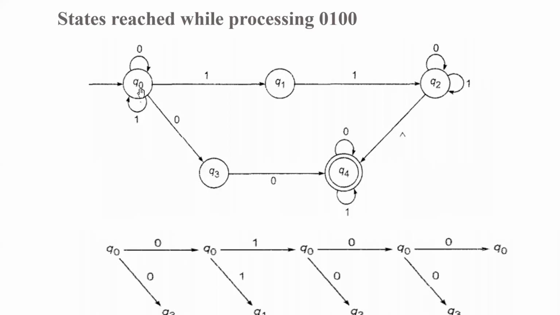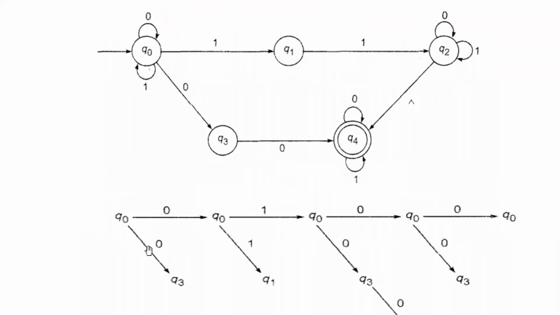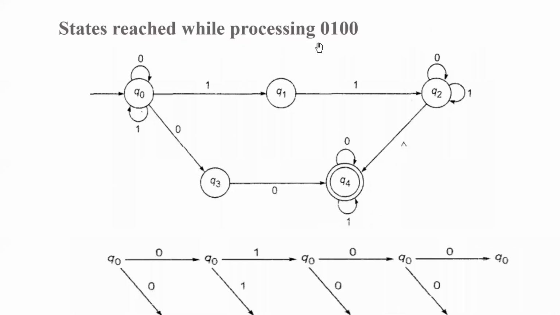This is one scenario. But from Q0, if 0 comes, it can also take you to Q3. Can you see here? From Q0, 0 can take you to Q0 also. And from Q0, 0 can take you to Q3 also. So there are two states that can be reached if Q0 is given input 0, 0. Okay, so 0 is processed.